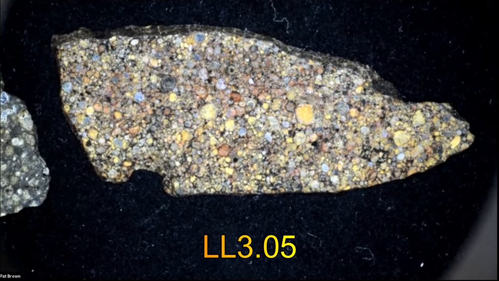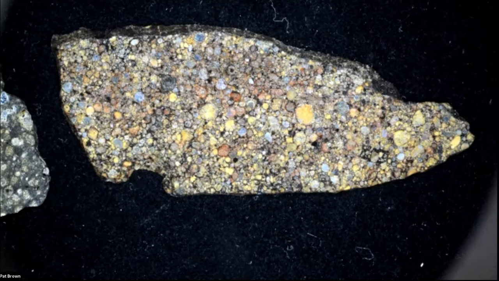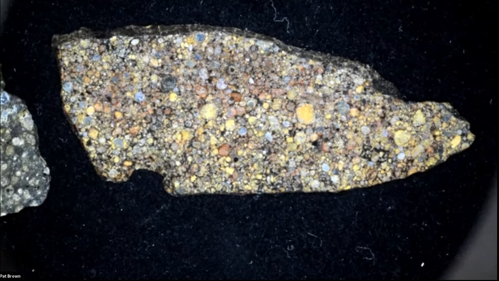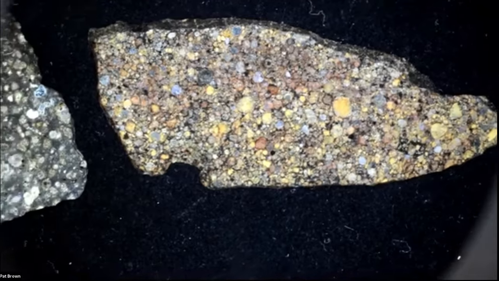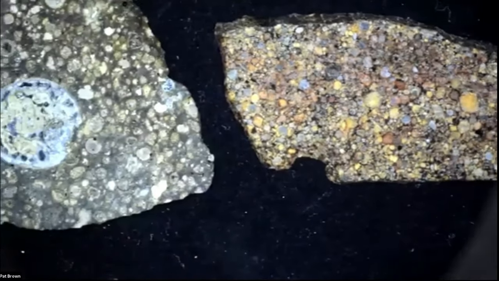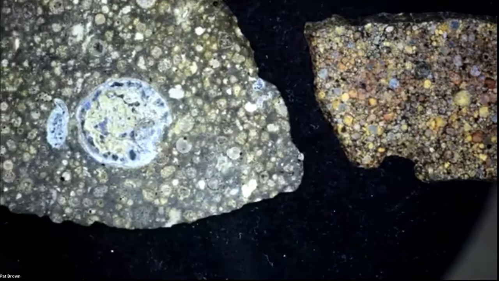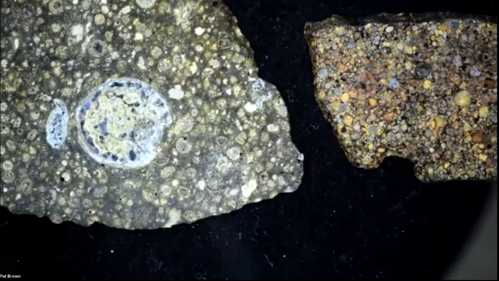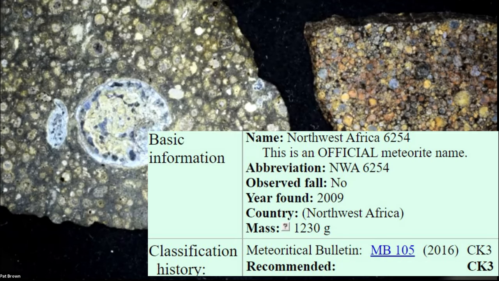I had been lusting after one of these for quite some time and pulled the trigger on an order with Poland Met, and Marcin delivered the goods. And speaking of which... wow. Massive CAIs. This is NWA 6254, and I'll send you notes, Topher. This is a CK3. Wow.